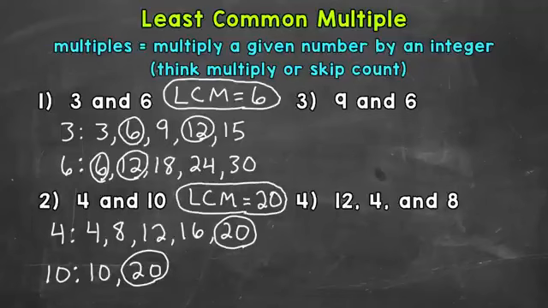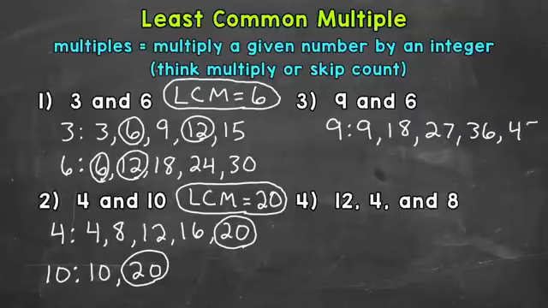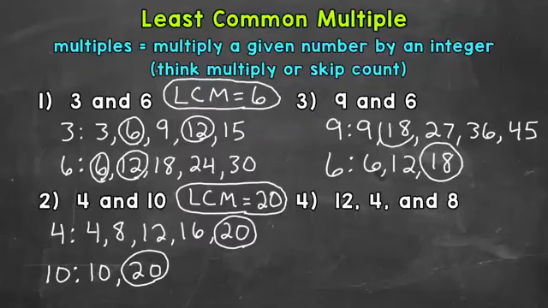Let's move on to number 3, where we have 9 and 6. So we'll start with some multiples of 9 here. So 9, 18, 27, 36, 45. And now some multiples of 6. 6, 12, 18. And we have our least common multiple right here, which is going to be 18. So our LCM equals 18.